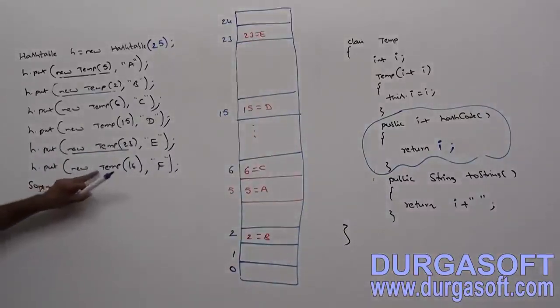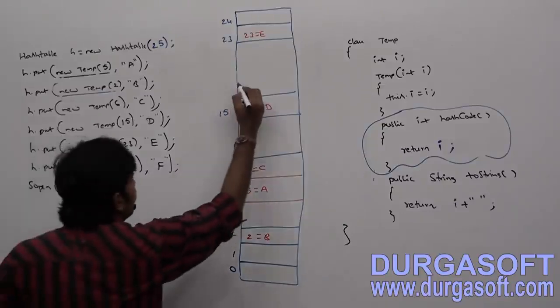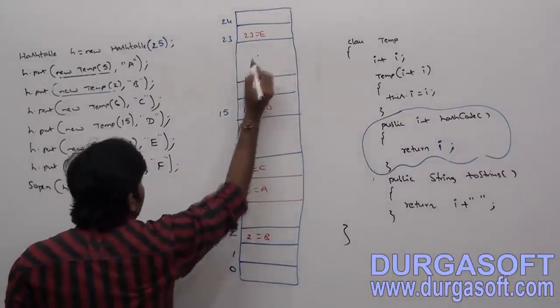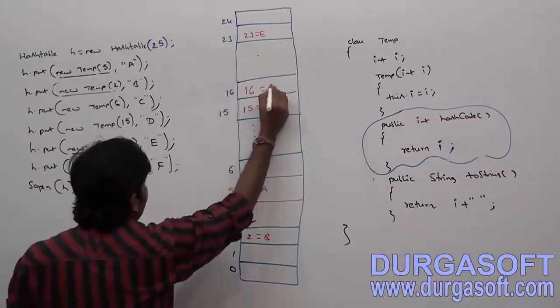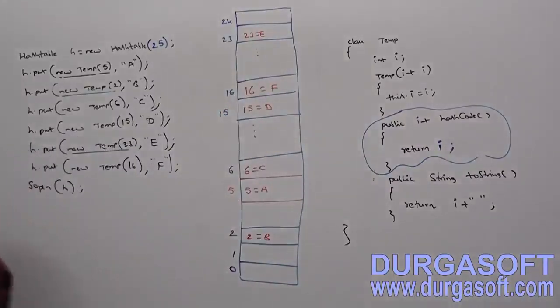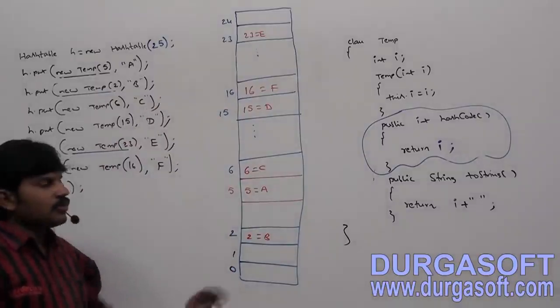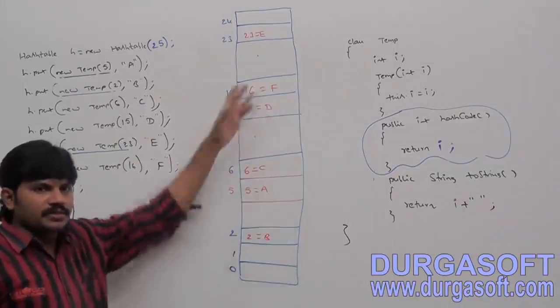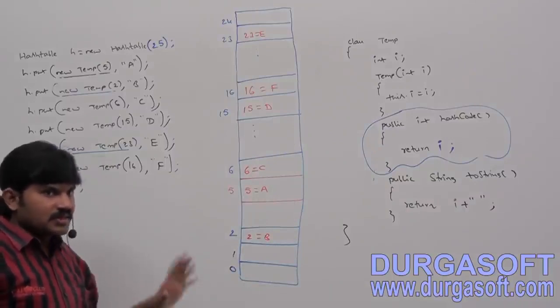Next, the last one is what? New Temp 16 comma f. So in the 16th number bucket, 16 is equal to f is there. That's all. Are you getting it? So the total data is spread from 0 to 24 buckets, right? So based on hash code the entries will be saved. Based on the hash code of keys or values? Keys, remember.